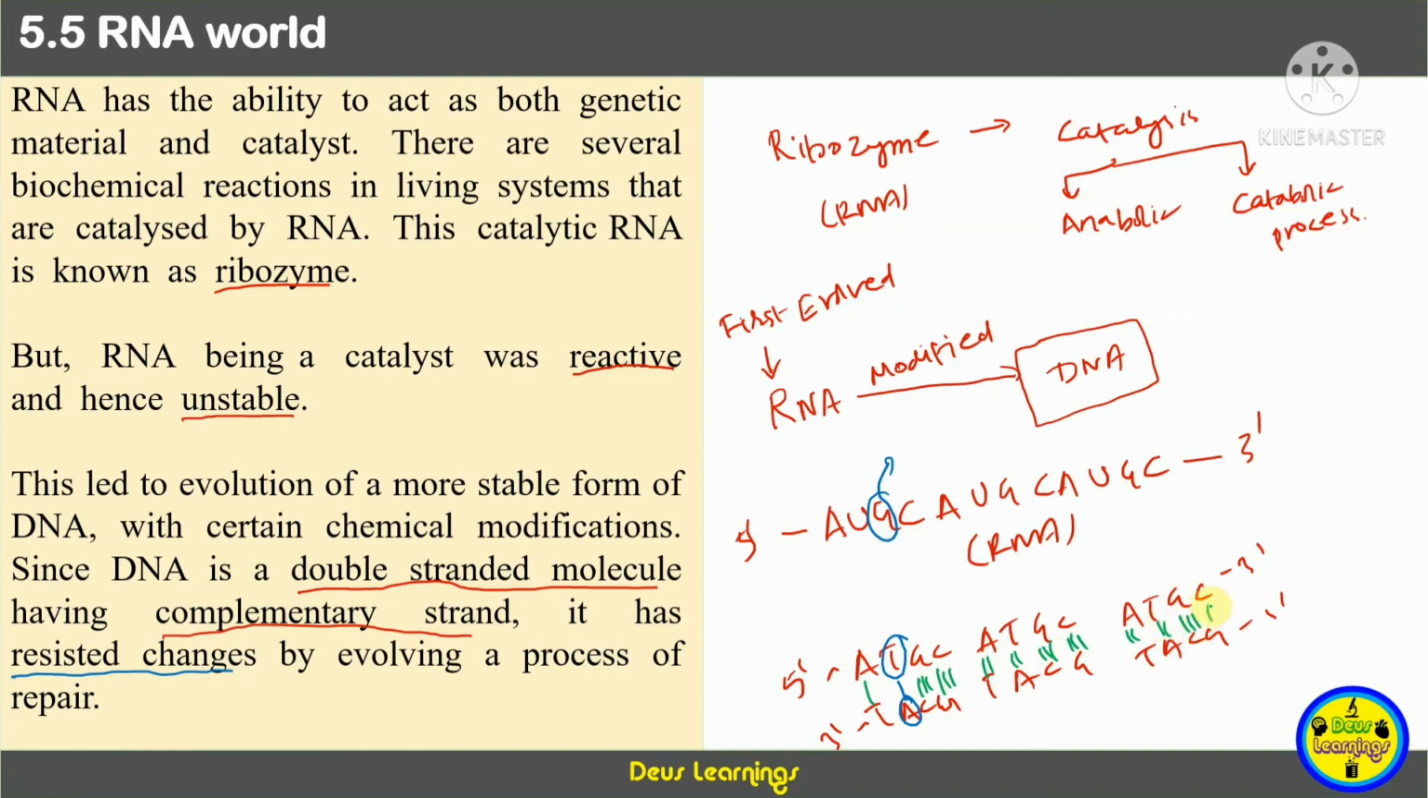But if you compare the RNA, it was quite easy because they don't have any bonding. There's no other strand. RNA is a single strand, and DNA is a double strand with base pairing. These two factors make DNA more stable. Okay, let's move on.